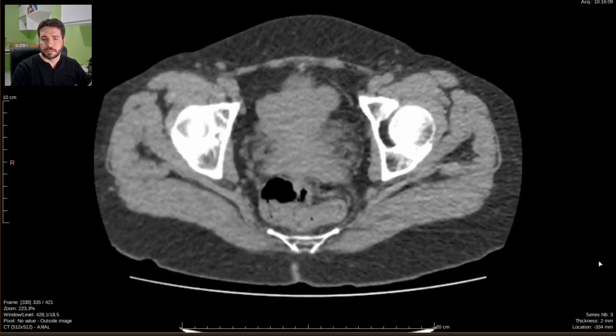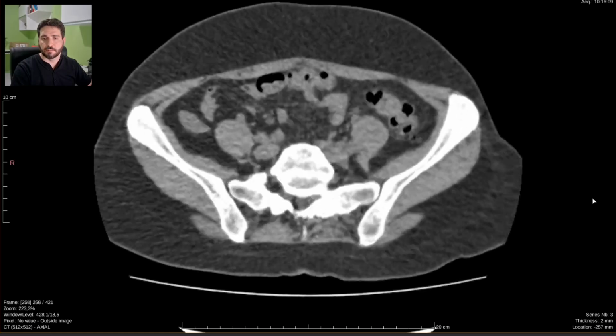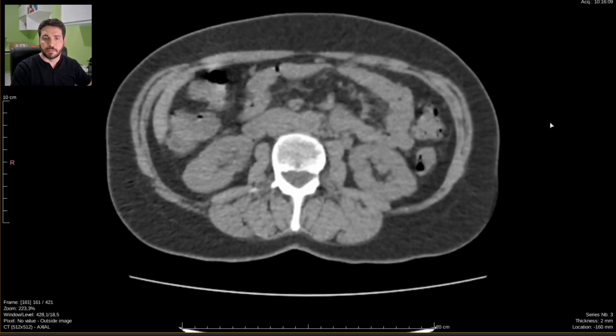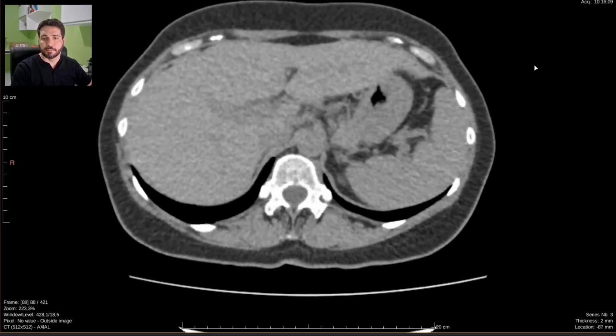So this is a great case of an acute abdomen that we can readily diagnose with a simple unenhanced CT scan of the abdomen.